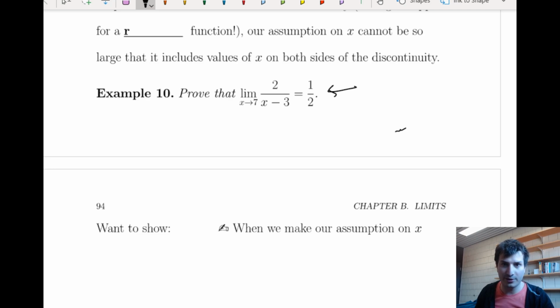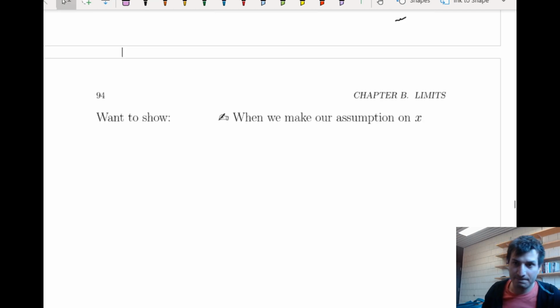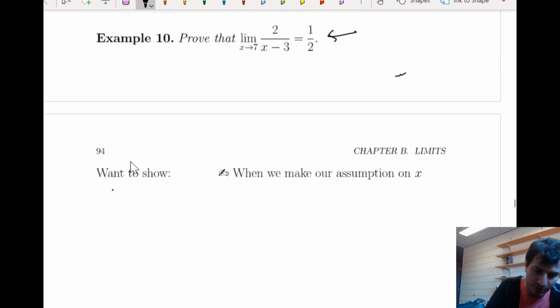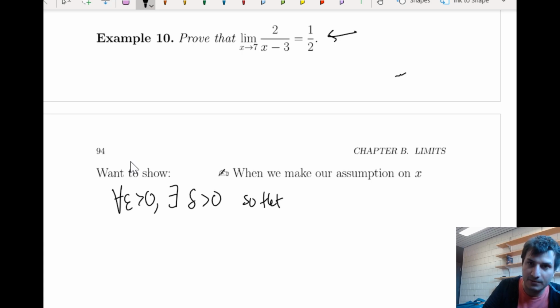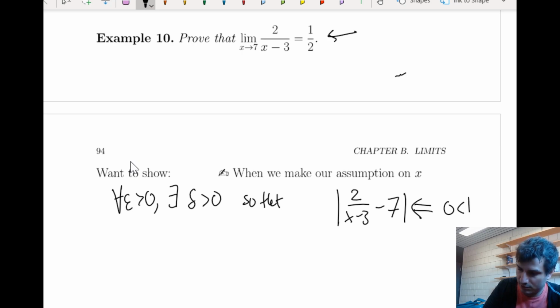What do we want to show? We want to show, and I need the limit as well. Okay, for all epsilon greater than 0, there exists a delta greater than 0 so that 2 over x minus 3 minus 7 whenever x is between what and what. Okay, I think I screwed something up here.